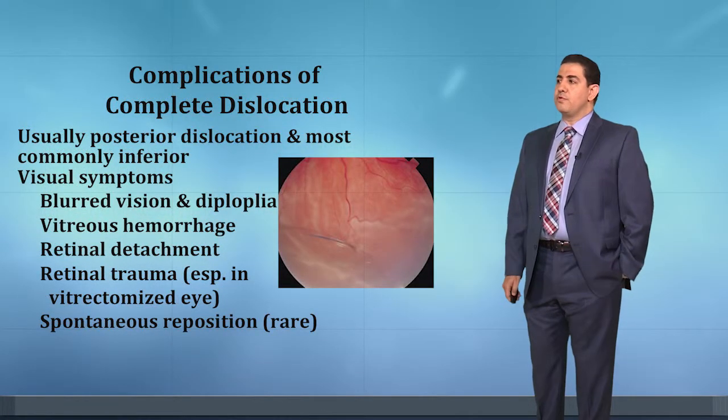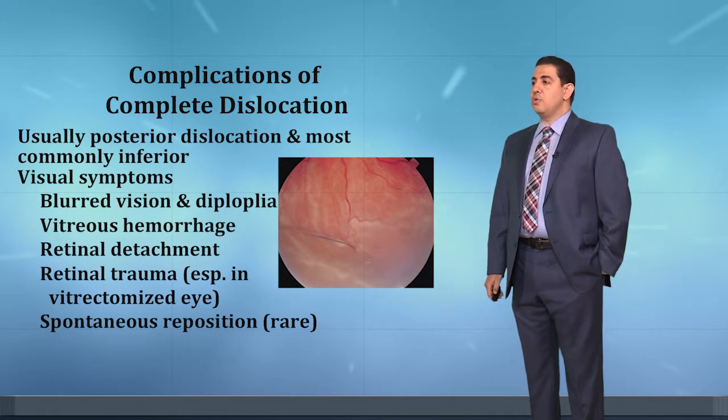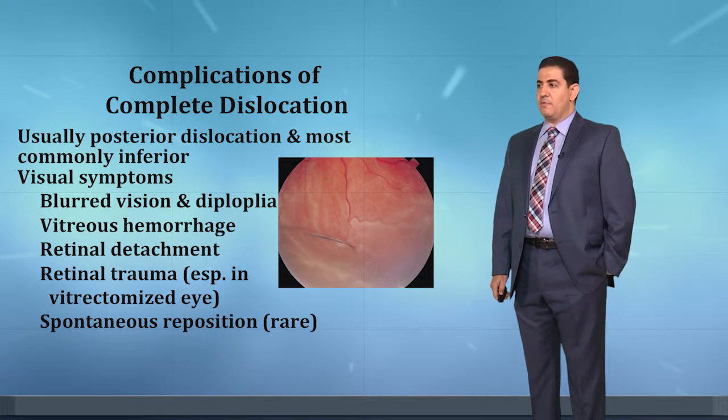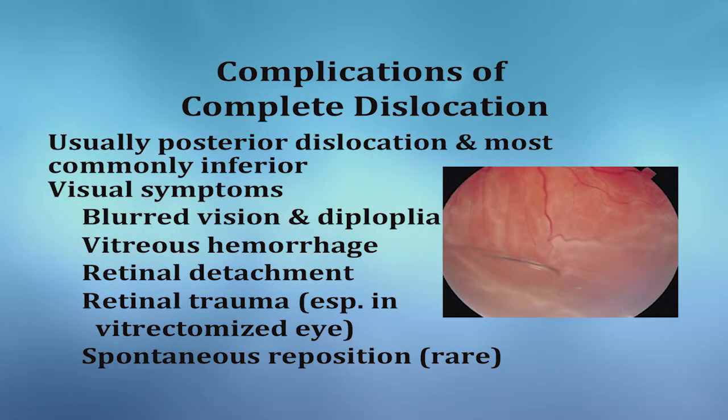What are the complications of complete dislocation? Usually posterior dislocation, most commonly inferior. Visual symptoms, blurred vision and diplopia, vitreous hemorrhage, retinal detachment, retinal trauma, especially in vitrectomized eyes, and spontaneous reposition, but it's very rare.